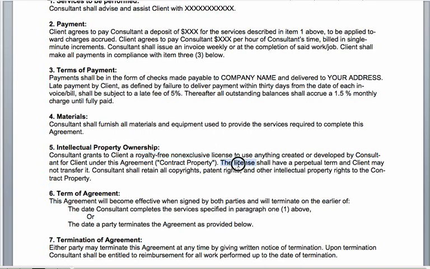And as far as the license having a perpetual term, that just means that it goes on. You give them license to use the materials you create for them forever. That's what's meant by perpetual term. And it's also important to put in here that the client may not transfer that license to someone else.